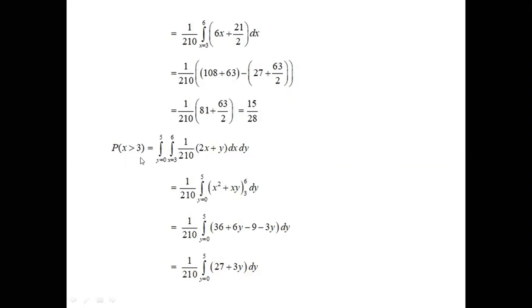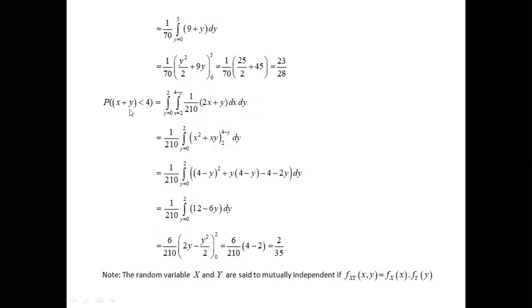Similarly, we are finding the probability when x is greater than 3. So x greater than 3 is provided, y limits are not provided, so we are taking all the limits for y. So y is 0 to 5 and x is from 3, since it is greater than 3, so we take x equals 3 to 6. The same thing, the c value is 1 by 210, and the function is 2x plus y dx dy. Then first we integrate with respect to x and substitute the x limits. After that, with the simplified function, we integrate with respect to y and substitute the y limits. We got the probability as 23 by 28.